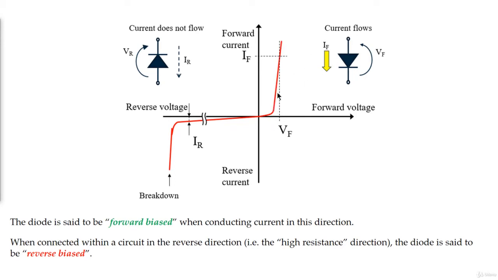If you prefer, we can call the forward direction the low resistance direction, when the resistance of the diode drops to almost zero, so that current can pass through it. So again, the diode is said to be forward biased when the diode is conducting current in this direction. When connected within a circuit in the reverse direction, or we can say the high resistance direction, the diode is said to be reverse biased.